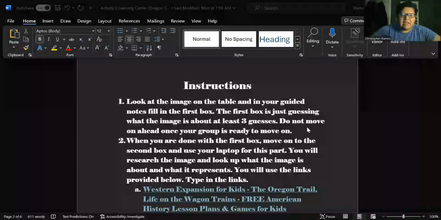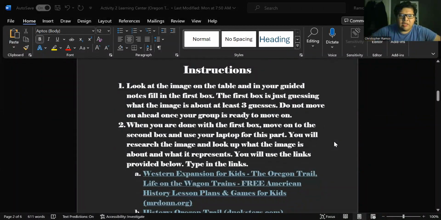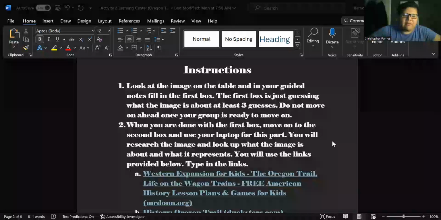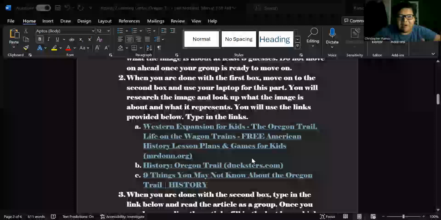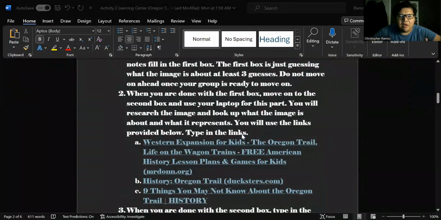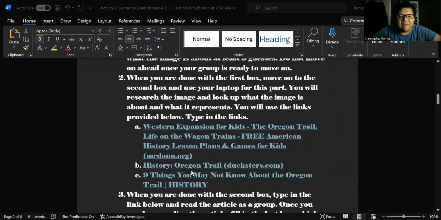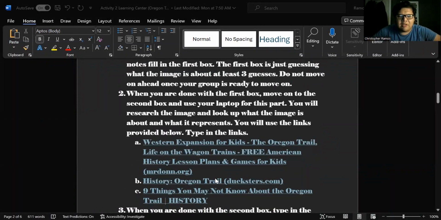Then they're going to move on to the second box, and this requires them to have their laptops with them. For this part, they're actually going to do some research about the image. And when I say research, they're going to go to the links that I provided for them, instead of going out to websites that may be inappropriate. I'm going to have websites here that I've already looked through and that are appropriate for kids.